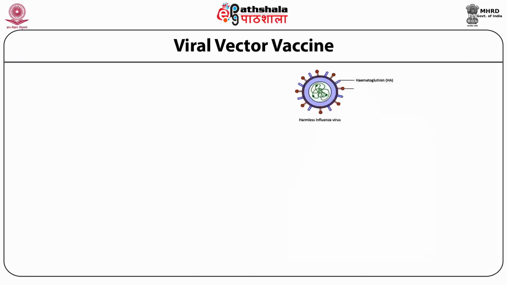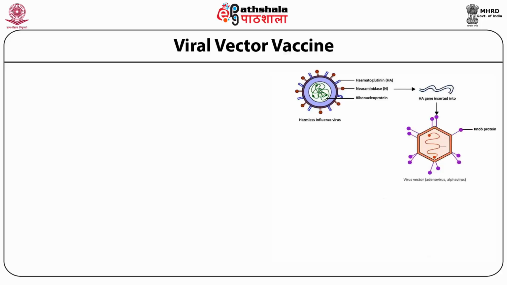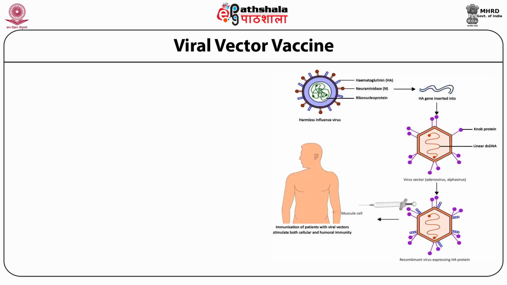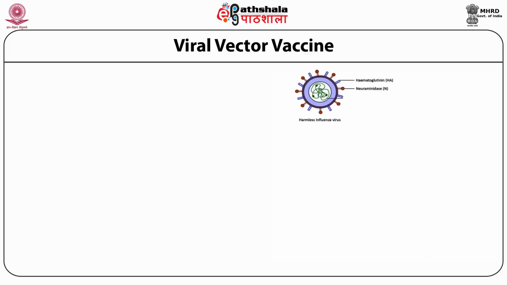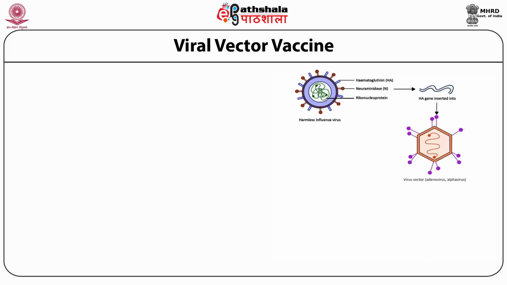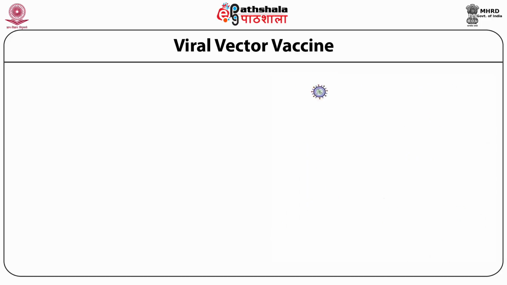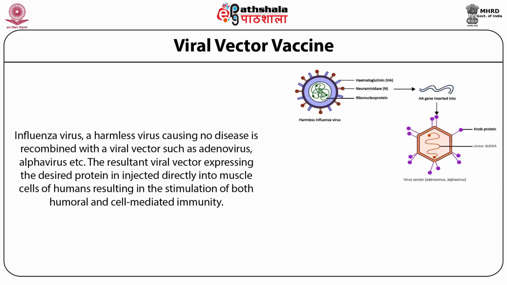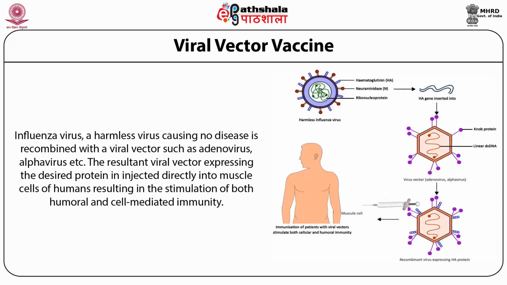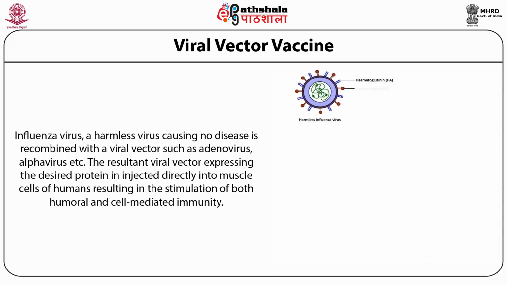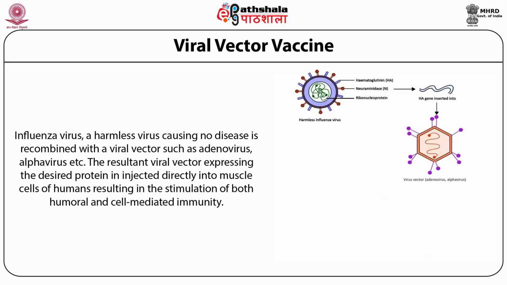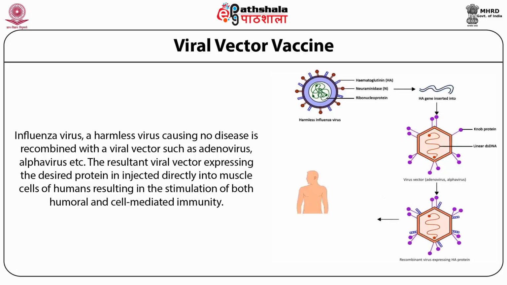This slide shows the viral vector vaccines. This slide shows how a viral vaccine can be generated by using a harmless virus, where the protein, when inserted into a vector, can be used for vaccine production. Here it has been seen that the harmless influenza virus causing no disease is recombined with a viral vector such as adenovirus and alphavirus, etc.